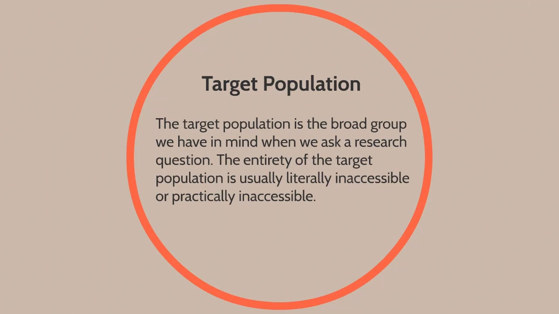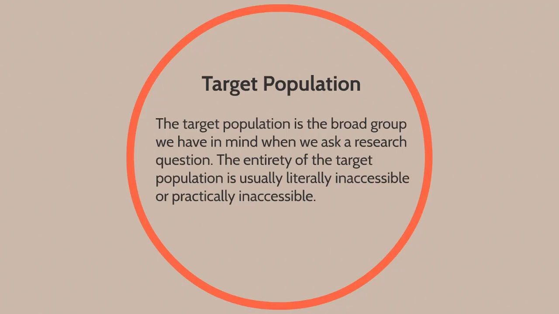The entirety of the target population is usually literally inaccessible, or it can be practically inaccessible. If I'm asking a question about instruction of beginning readers, that would be all beginning readers, and not just those that are beginning to read now. It would imply beginning readers 5 years from now, 10 years from now, individuals who are not even born. And so the target population in this case is literally inaccessible. And that's often the case for our research questions.